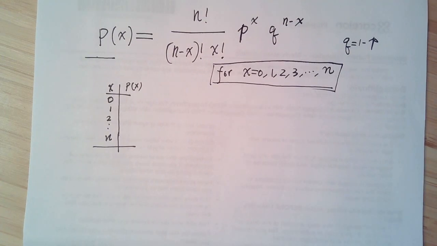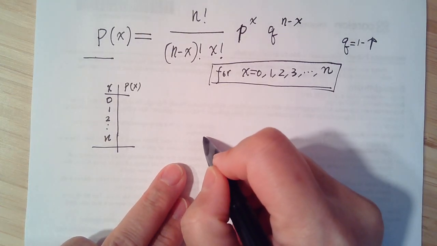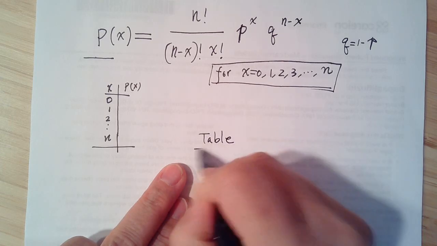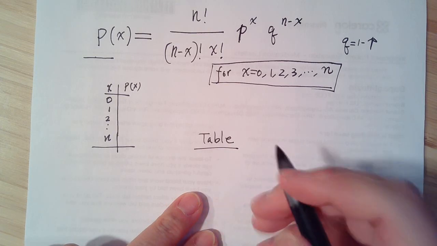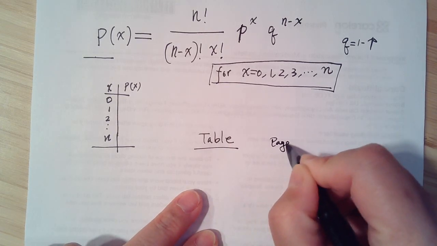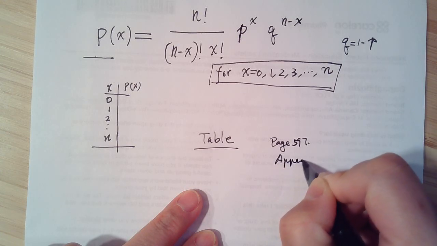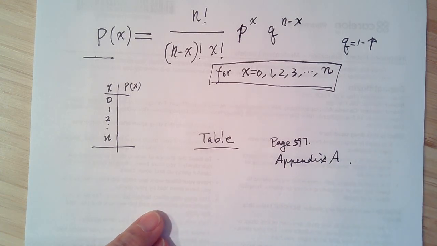There are several ways. One is you can go to our book. There's usually some table for that. If your book has a table, in the book that we're using, it's on page 597, in Appendix A. You can do that. Or you can do this.